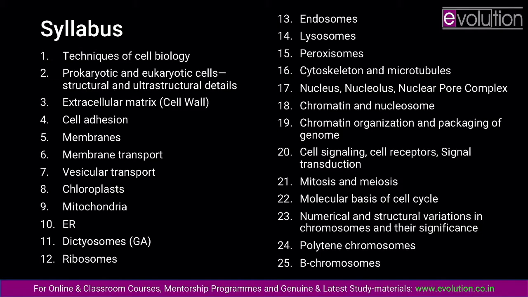Barring a few topics, the IFS syllabus is identical. In the IFS syllabus, there is just one additional topic, that is Lampbrush chromosome. Other than that, in the IFS syllabus and in the civil service syllabus, there is no significant difference. So to these 25 topics, if you add one more topic, Lampbrush chromosomes, then you would have prepared cell biology for both civil service main and IFS main examination.